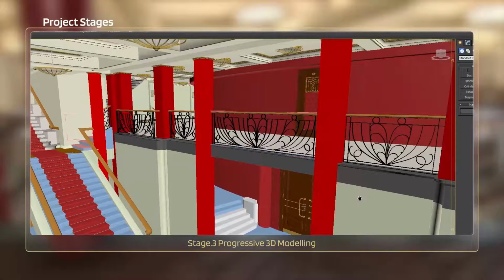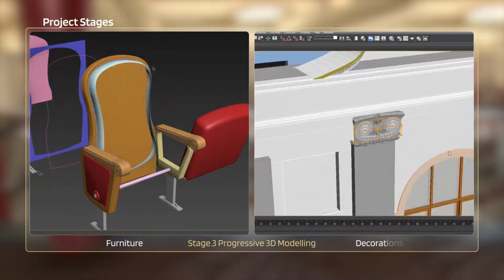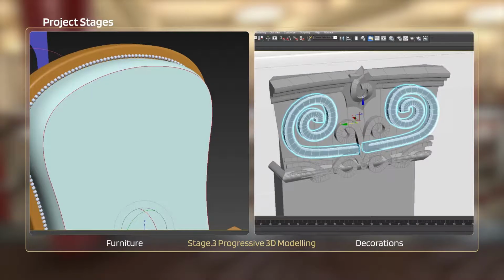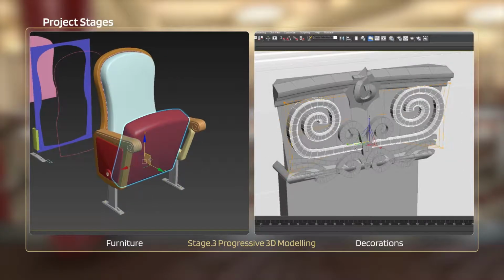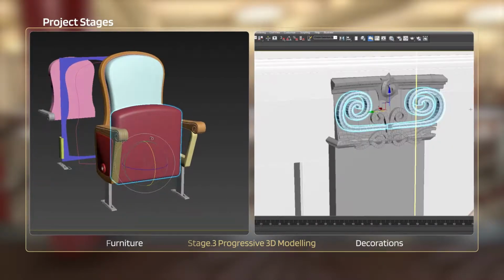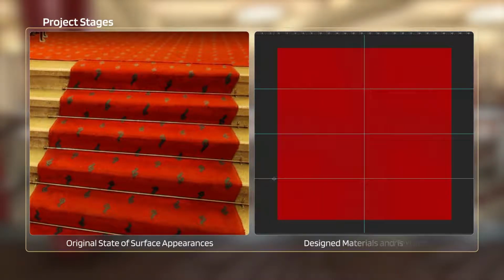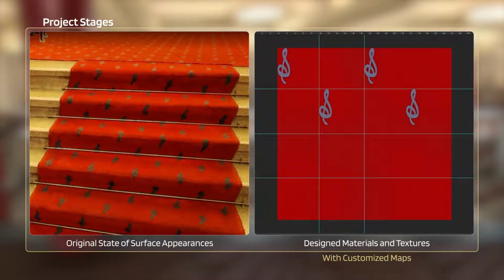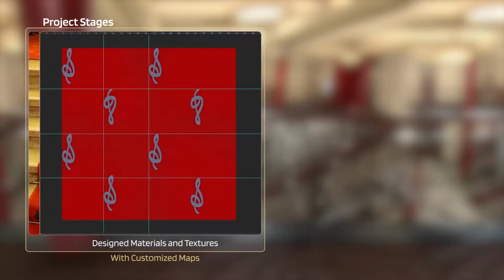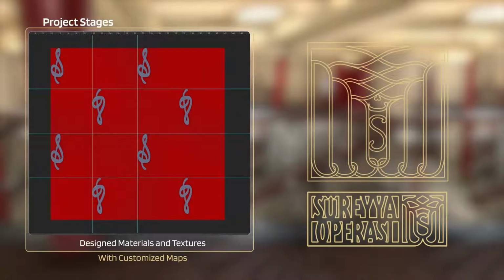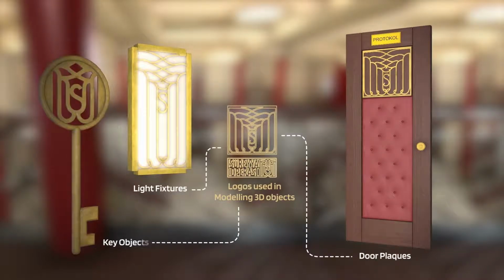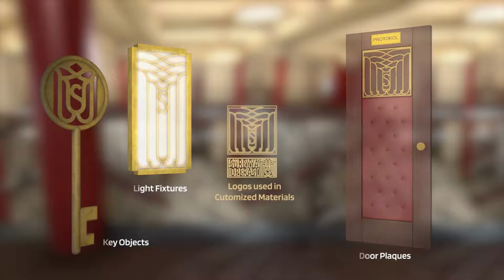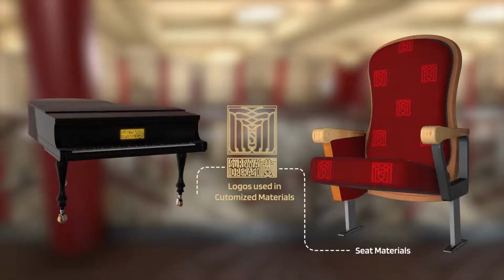With very high accuracy and resemblance to real building objects, furniture pieces were modeled, decorations were copied, and the overall image of the building progressively improved throughout the project duration. Taking into account the realistic state of surface appearances, materials and textures were designed as well. Customized maps were created to give each object its distinct features and appearance. A good example of this process is the illustration of the building logo, which was later used in modeling auditorium door plaques, light fixtures, keys, as well as designing customized materials for auditorium seats, chairs, and performance piano.